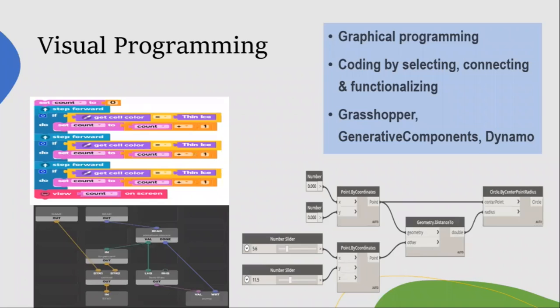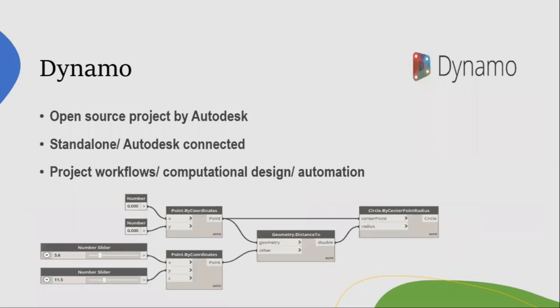Visual programming, as you might have heard, is graphical programming in the sense that one does not need to interact with actual textual programs to perform the function, but performs the function with graphical programming wherein boxes and arrows can be connected and functionalized to achieve our particular purposes. Examples of visual programming platforms are Grasshopper, used in Rhino, Generative Components from Bentley, and Dynamo from Autodesk. In our particular case, we'll be using Dynamo in our workflow.